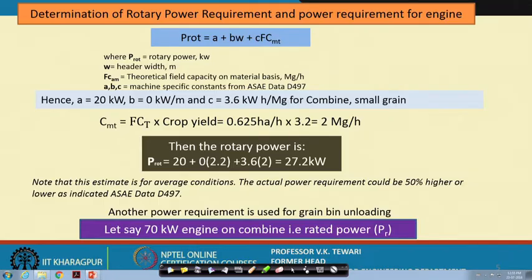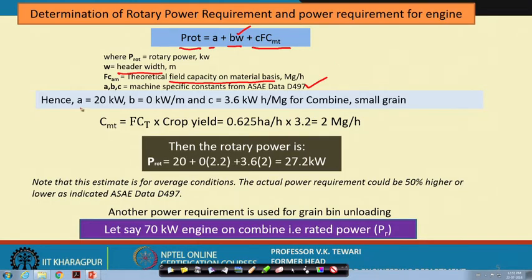So, here we find that P rotary is given as A plus BW plus C FC MT, where P rotary is in kilowatt, W is the header width, FC is the theoretical field capacity on a material basis, and A, B, C are specific constants which we have got from the SAE D497 data.